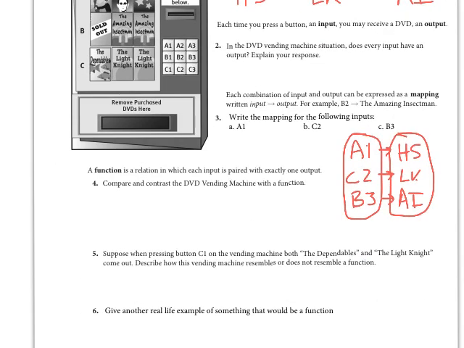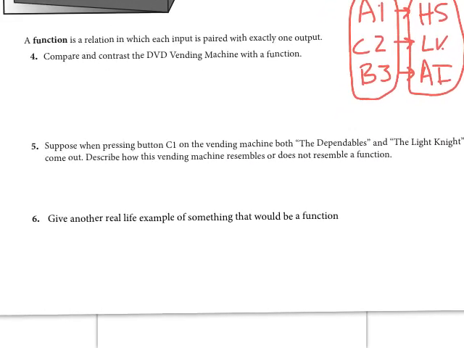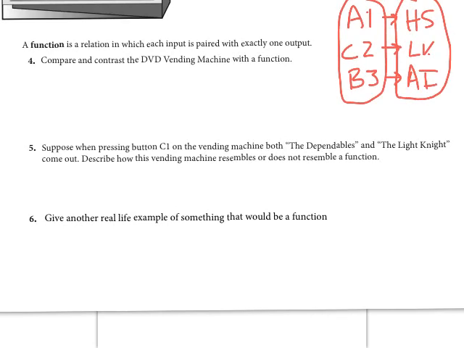Then we look at question 5. Question 5 says, suppose when pressing button C1 on the vending machine, both the dependables and the light night comes out. So I walk up, I hit C1, I get the dependables out. Aiden walks up behind me, hits C1, and the light night comes out. Now is that a function? No, because that one input of C1 had two different outputs. The first output was the dependables, the second output was the light night. Okay? So that one input had more than one output. That is now not a function.